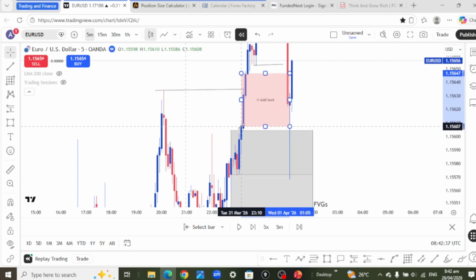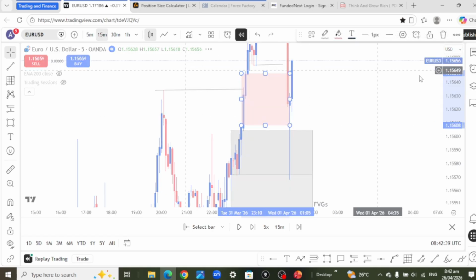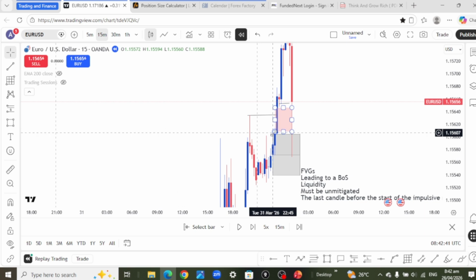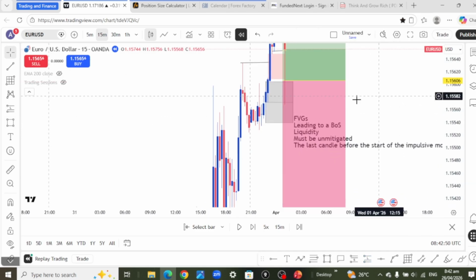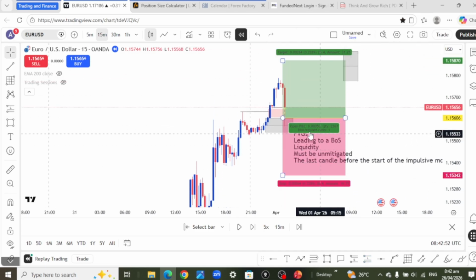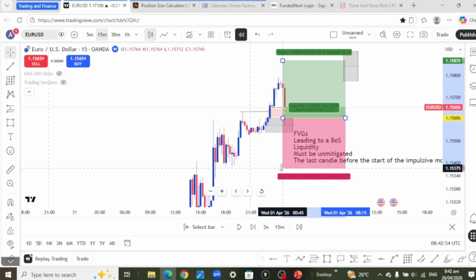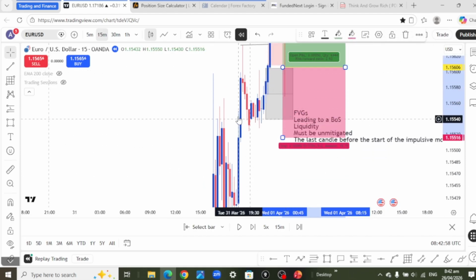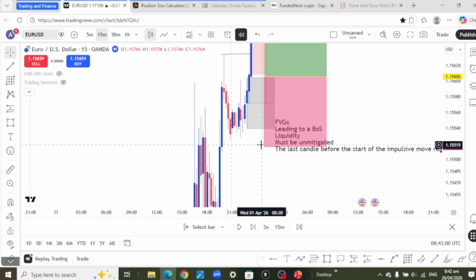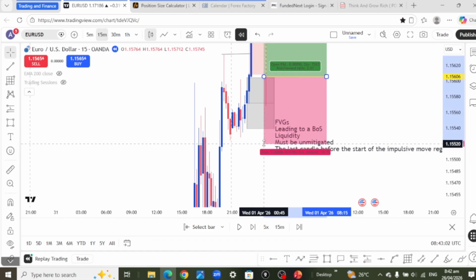From this point, let's go back to the main time frame we're using. Okay, from here to here, that's our fair value gap. So we quickly put our buy entry here, and to be very safe, you put your stop loss at the end of the demand area.